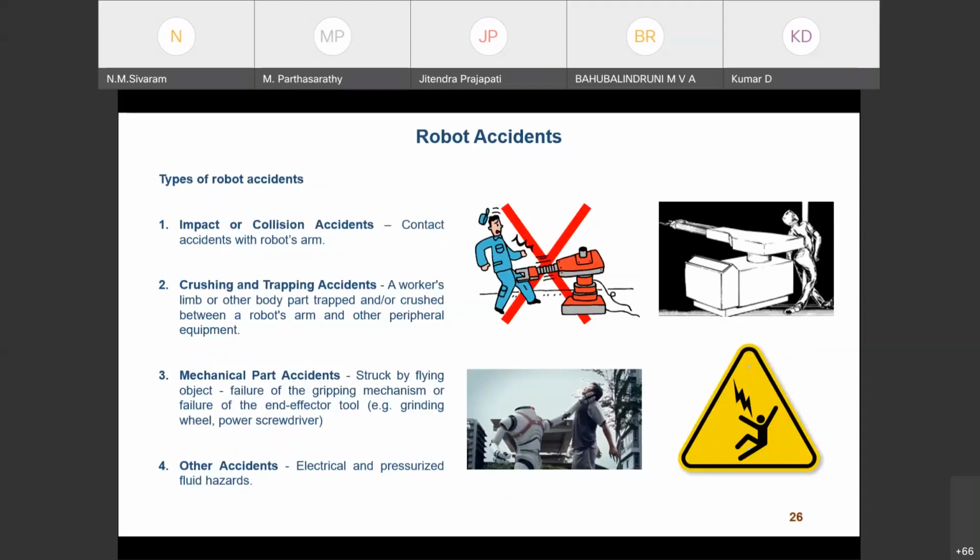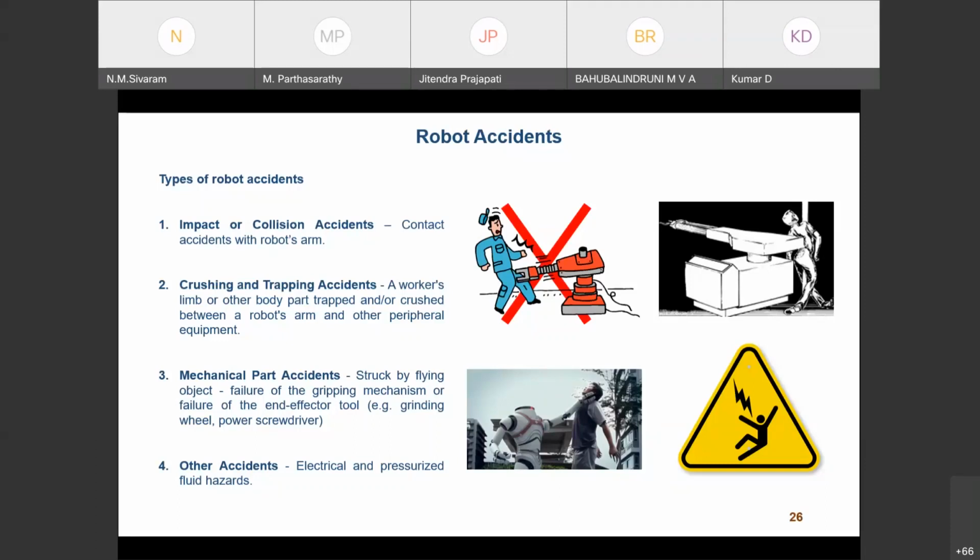One is the impact or collision accident. That's what I told you: the robot pushing you, or colliding with you with some force, which can create injury. Then the crushing and trapping accident, which is very severe. A robot's force can crush a body part, or it can trap you between two machines, or between a robot's arm and some supports. This will create permanent disablement for the worker. He may lose a body part, or sometimes even his life.